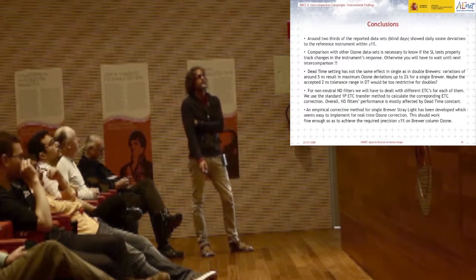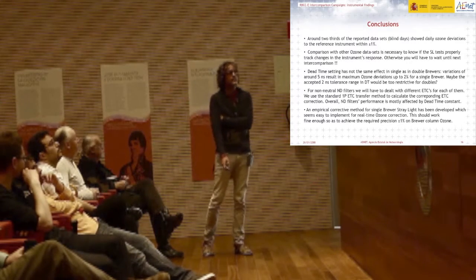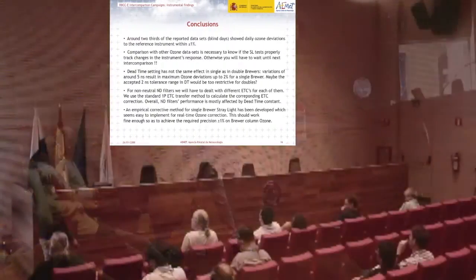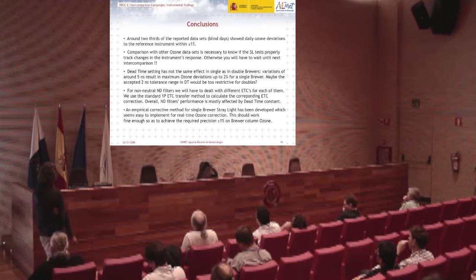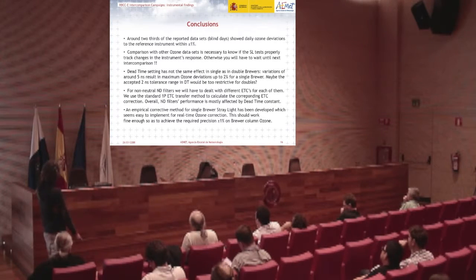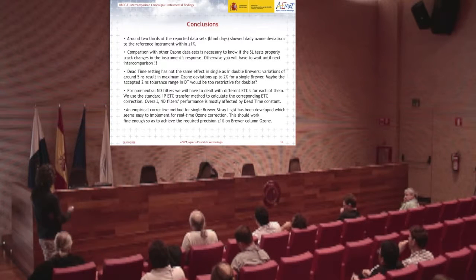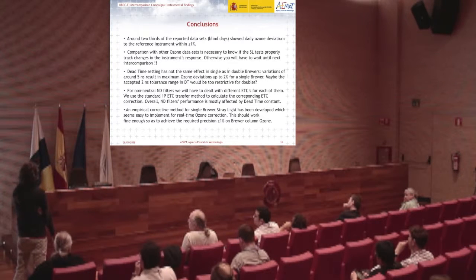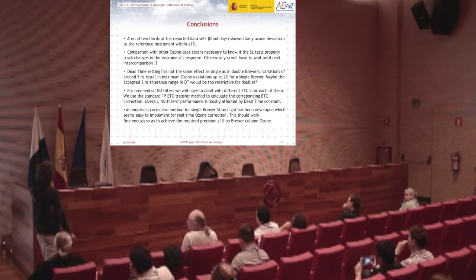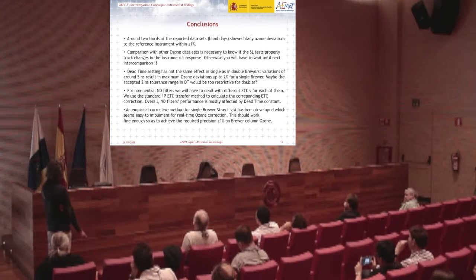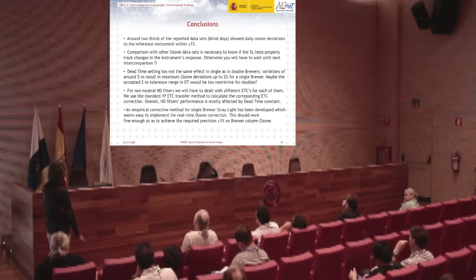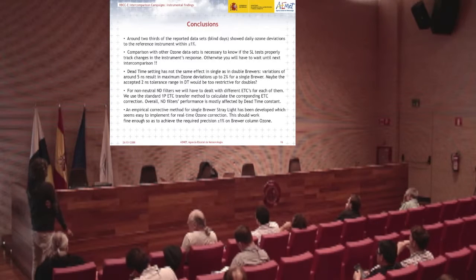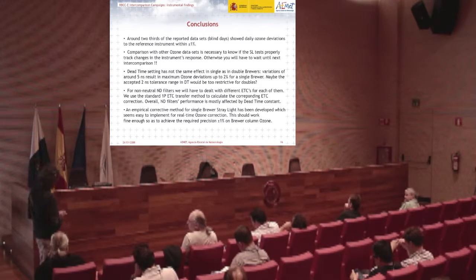For non-neutral density filters, we will have to deal with different ETCs for each of them. We use the standard one-parameter ETC transfer method to calculate the corresponding ETC correction. Overall, neutral density filter performance is mostly affected by the dead time constant. An empirical corrective method for single Brewer stray light has been developed, which seems easy to implement for real-time ozone correction. And this should work well enough to achieve the required precision of ±1% on Brewer column ozone.